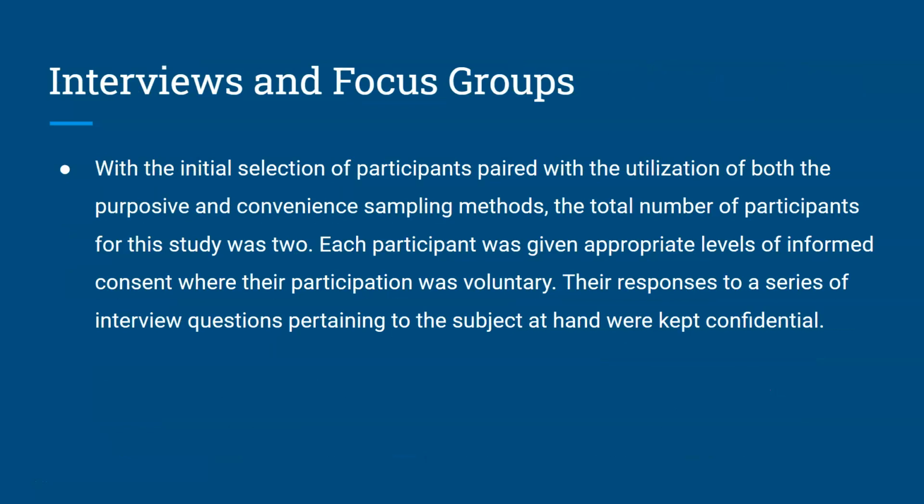In terms of the interviews and focus group, again, the initial participants were 2, with hopes to expand on that in the future. So with the initial selection of participants paired with the utilization of both the purposive and convenience sampling methods, the total number of participants for the study was 2.